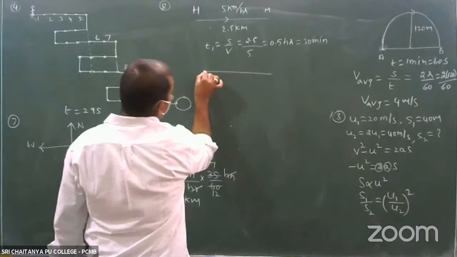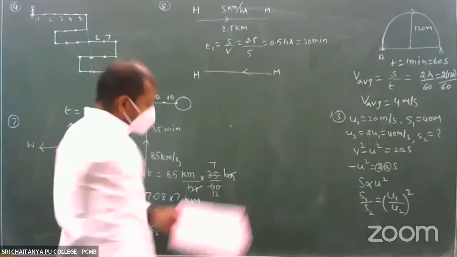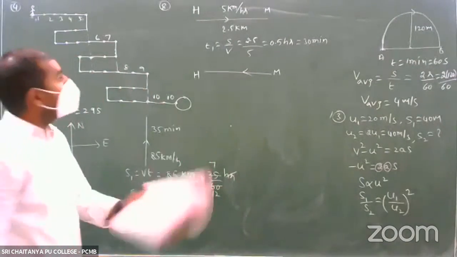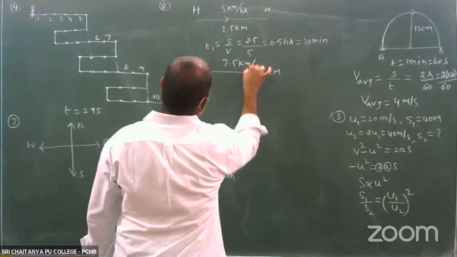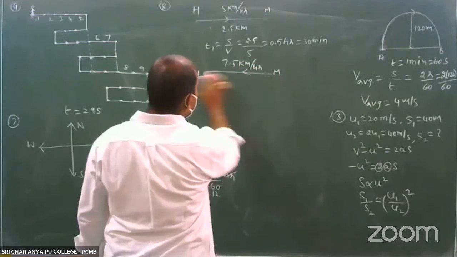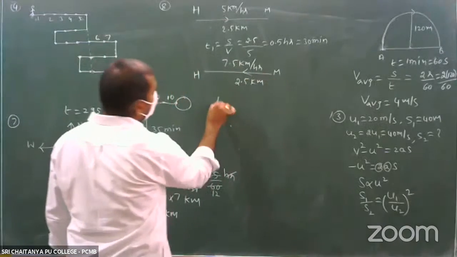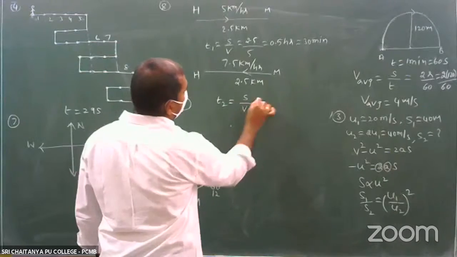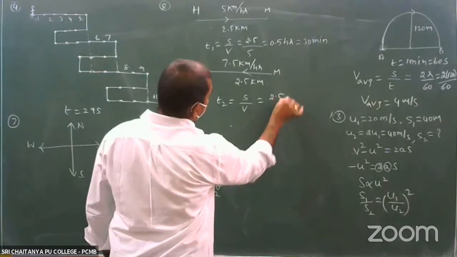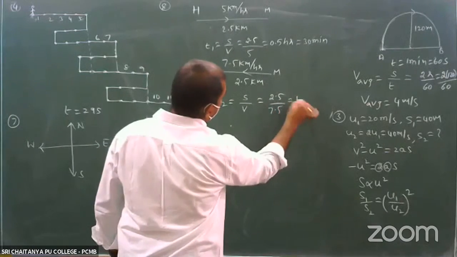Second time, he returns back market to house. With what speed? They given 7.5 kilometer per hour. Distance is same or not? 2.5 kilometers. Now calculate the time. T2 is equal to distance by velocity. Distance is 2.5 divided by velocity 7.5. That is what you will get.